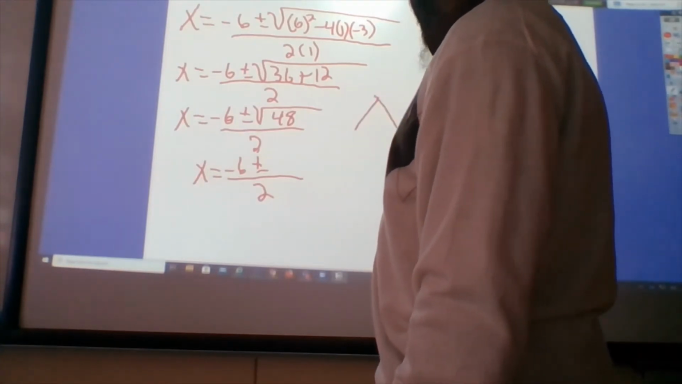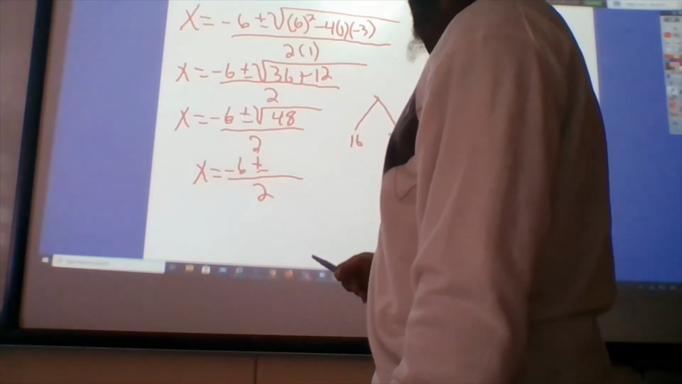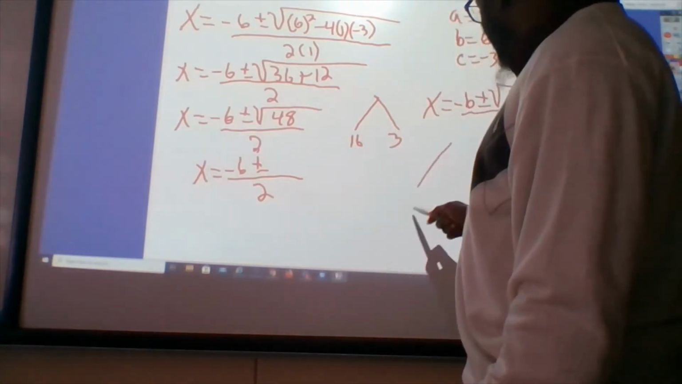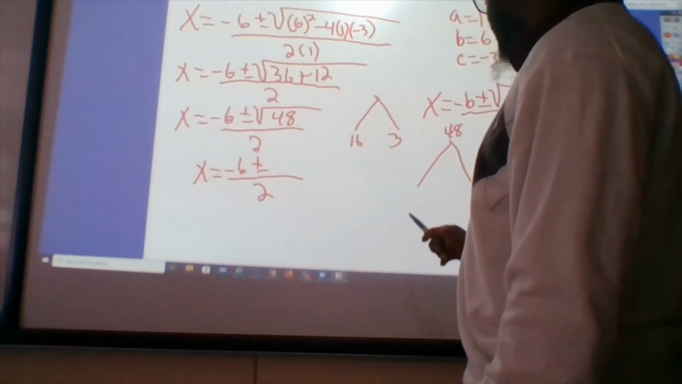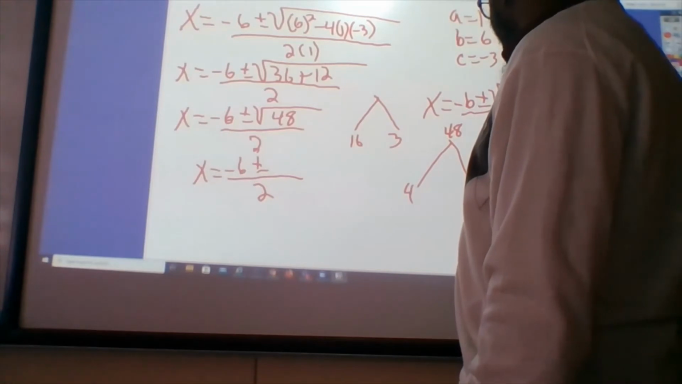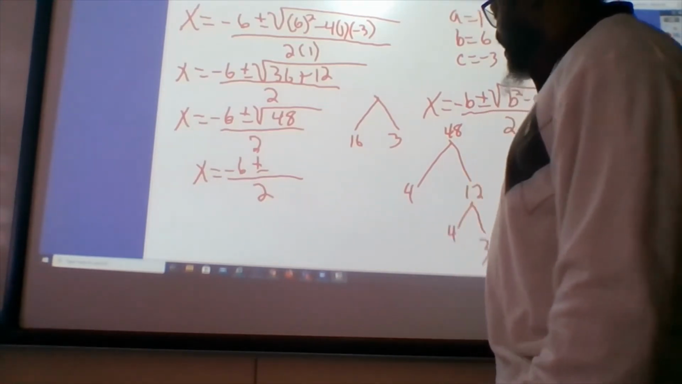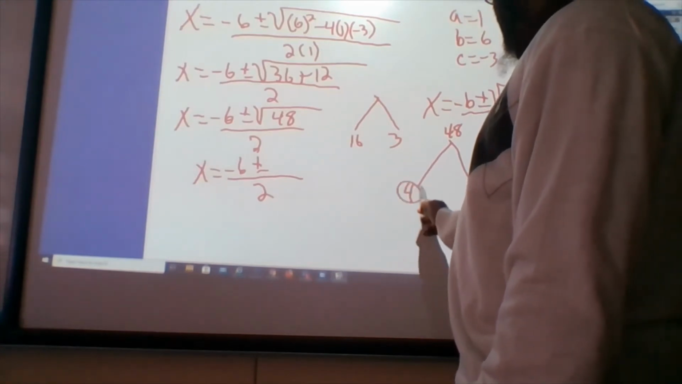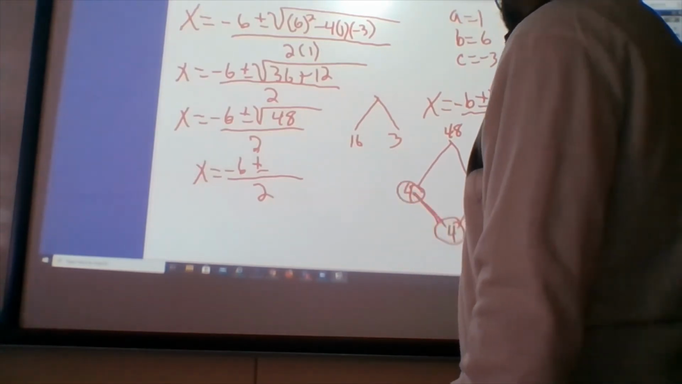48 is 4 times 12. 12 is 4 times 3. That's what you want to get, something that appears twice, right? 4 times 4 is 16. So 48 is 16 times 3. The root of 16 is 4, so the root of 48 is 4 square root of 3.